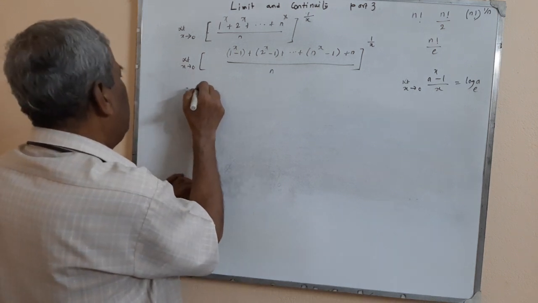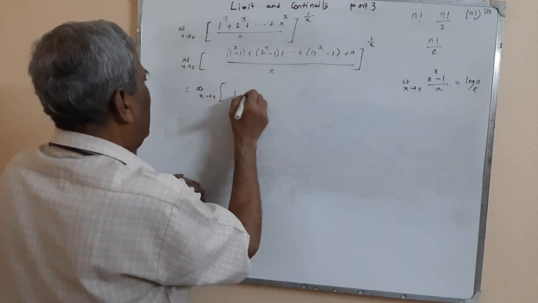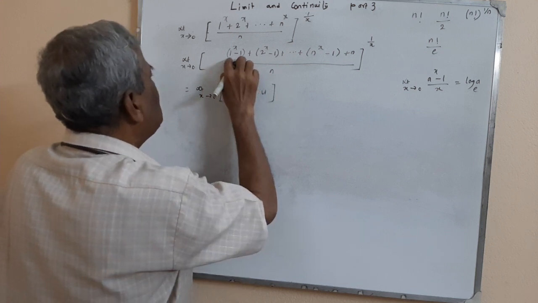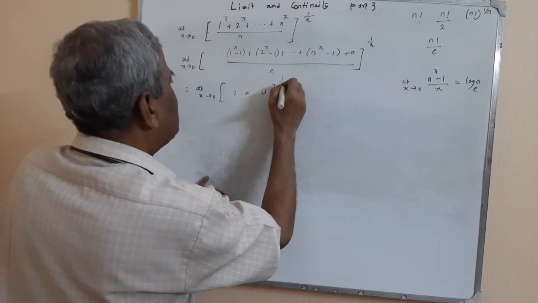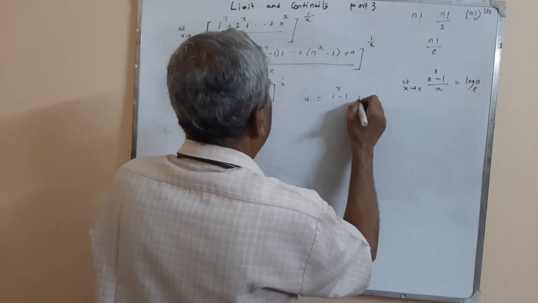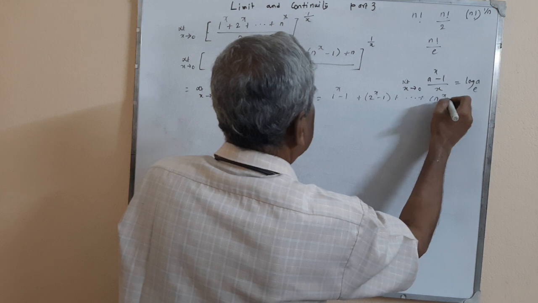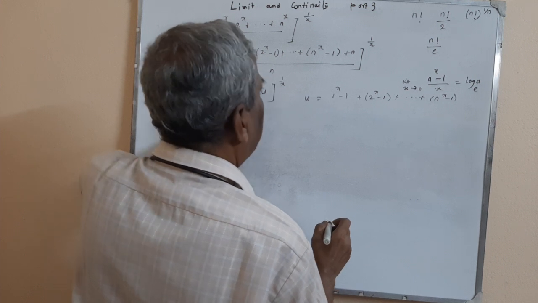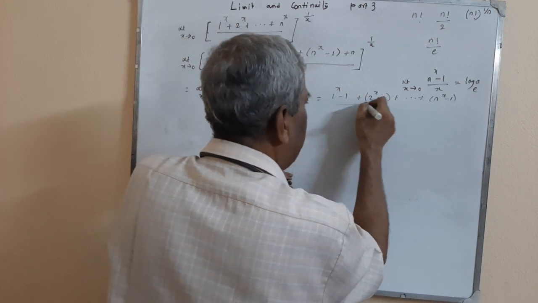So that it is equal to limit x tending to 0. This part n by n is 1 plus this one, let us take it as u. U means how much? The numerator up to that, whole to the power 1 by x, where u is equal to 1 to the power x minus 1 plus 2 to the power x minus 1 plus up to n to the power x minus 1, by n. So 1 plus u, this is divided by n.